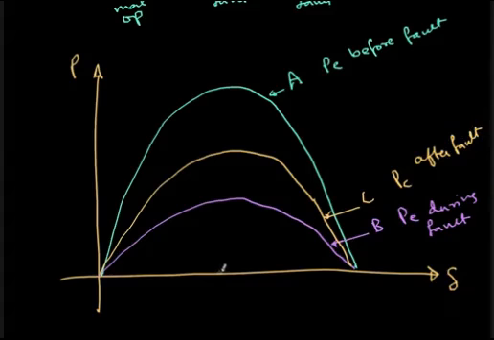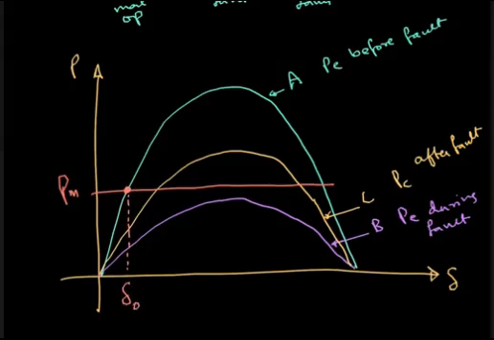Now in all the cases, my Pm, that is the mechanical input power, is remaining constant. So let's draw Pm somewhere here. It's a horizontal line like this. So now let's understand. Under normal operation, at this point, Pm is equal to Pe. Therefore, I will have an initial value of delta naught here.